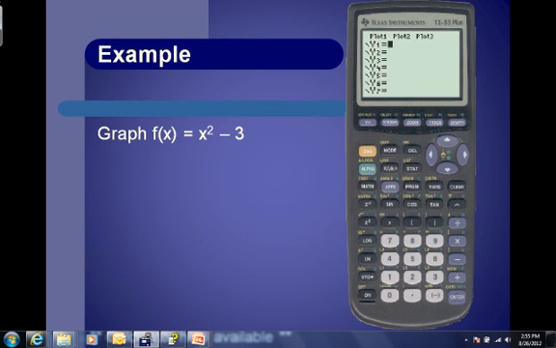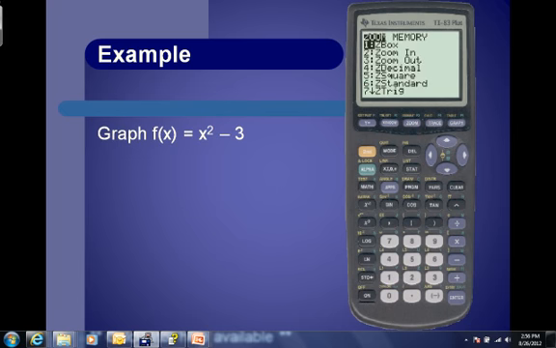So for this function, we're going to enter f of x just like we would y equals. We're going to go x to the second power minus 3. After entering x squared minus 3, because we forgot to set our window to the correct size, we can go ahead now and go zoom 6 for standard, and there is our graph for x squared minus 3.